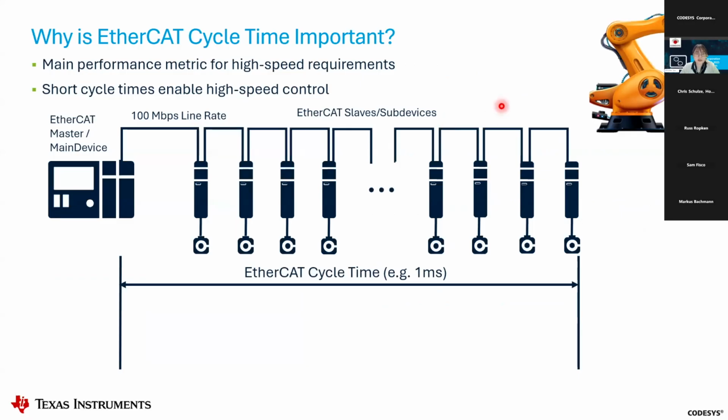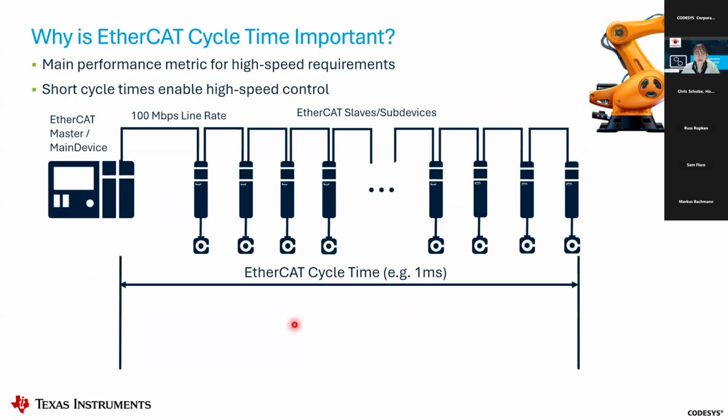So in terms of speed requirements, the main performance metric for EtherCAT is EtherCAT cycle time, which is essentially the time it takes for an EtherCAT frame to travel from the main device through the various sub-device nodes and back, as well as the time needed to process that EtherCAT packet on the main device. Typically, what we've seen is that EtherCAT has a cycle time requirement of 1 millisecond.